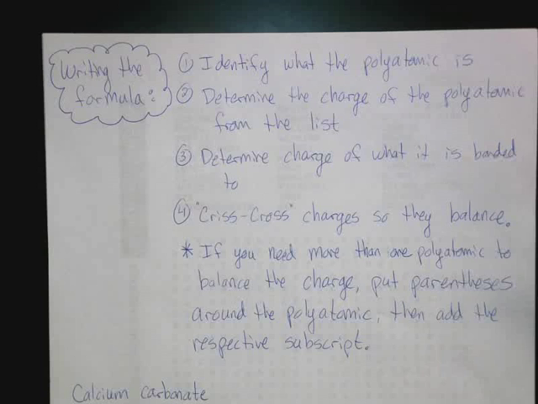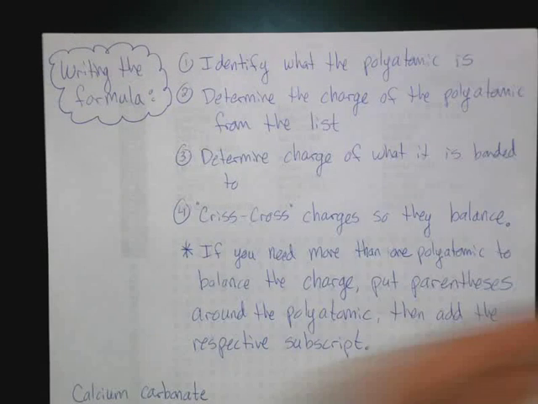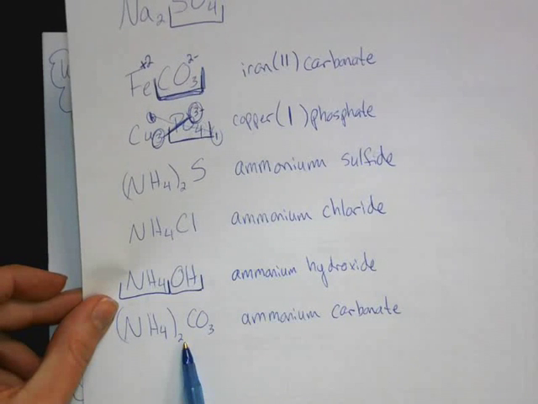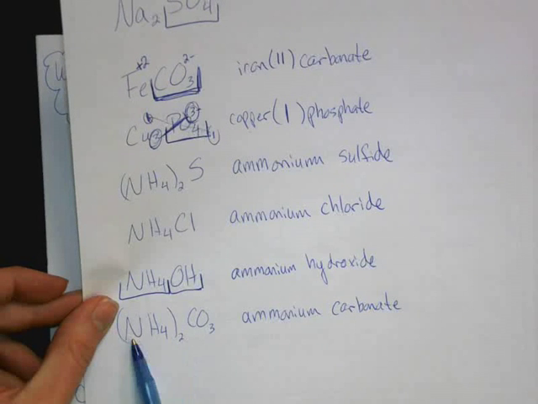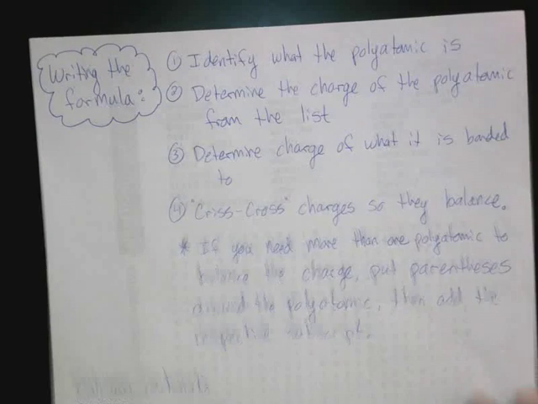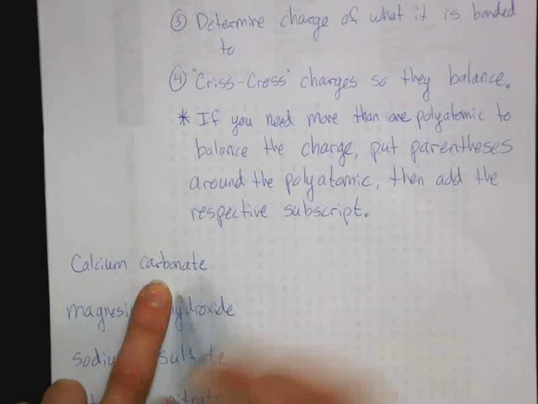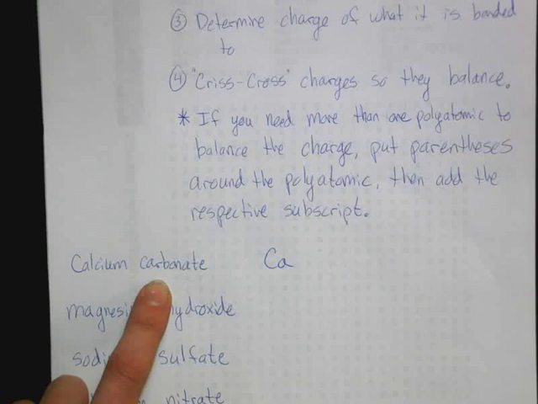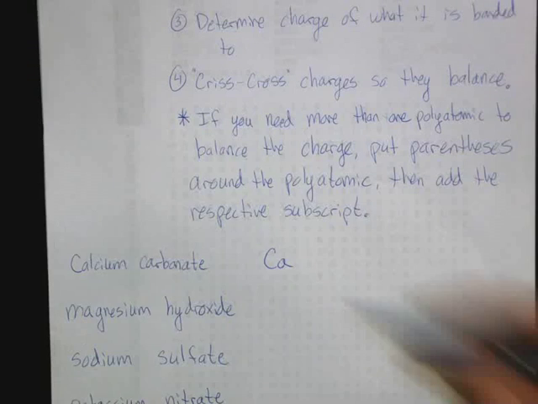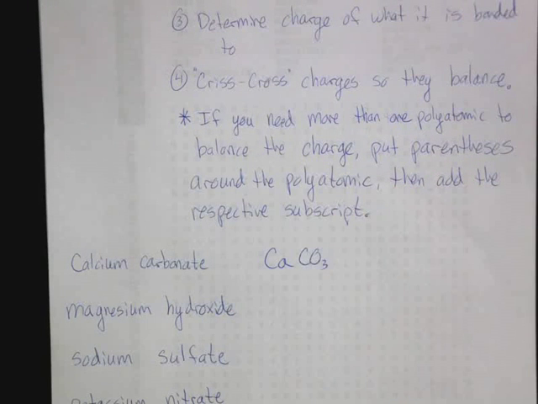Now, if you need more than one polyatomic in order to balance that charge, then we have to put parentheses around the polyatomic, and then we can add the subscript outside of our parentheses. It kind of looks something like these, where we have them in parentheses and then we have a subscript on the outside. That's telling us that I have 2 of my NH4 in order to balance my CO3. So let's see a couple examples. Calcium carbonate, well, calcium is Ca. Carbonate is one of my polyatomics, CO3.